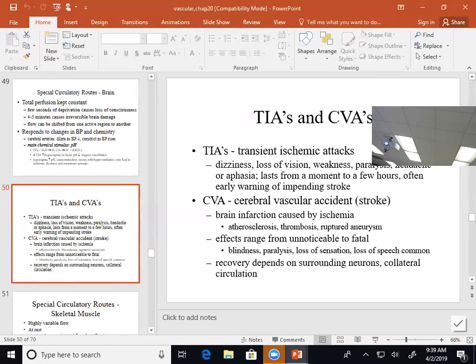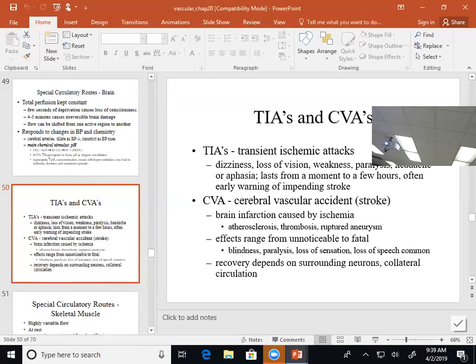Is that like a gimme question, right? TIA stands for transient ischemic attack. Transient means it comes and goes. It doesn't stay, it just kind of comes and goes. Transient, moving, right? So ischemic means there's going to be a lack of blood supply. These used to be called mini strokes or warning strokes. Now they're considered strokes. They are considered strokes.